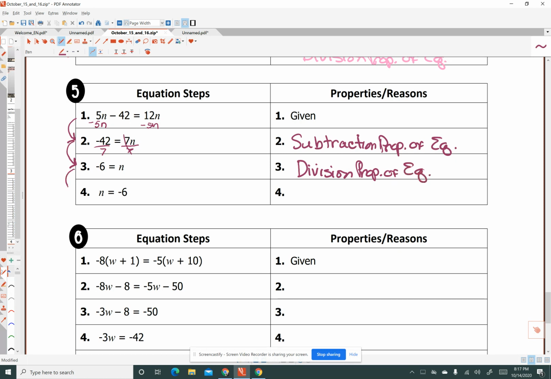And finally, the person who did this problem was very much like me because I like my variables on the left. So we didn't review it just a minute ago, but we have talked about this before. What is it that allows us to say that negative 6 equals n has the same value as n equals negative 6? And that is the symmetric property. Were you able to remember that one? Good for you if you did.